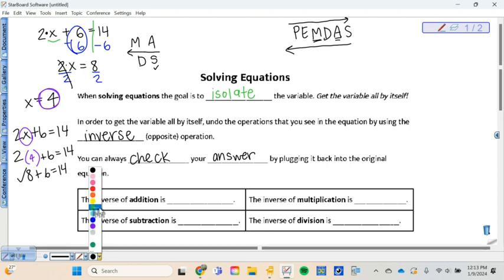Okay, so we've kind of already said this. Inverse of addition is? What's the opposite of addition? Subtraction. So that means that the opposite of subtraction is? Opposite of multiplication. Division. And therefore the opposite of division. Good.